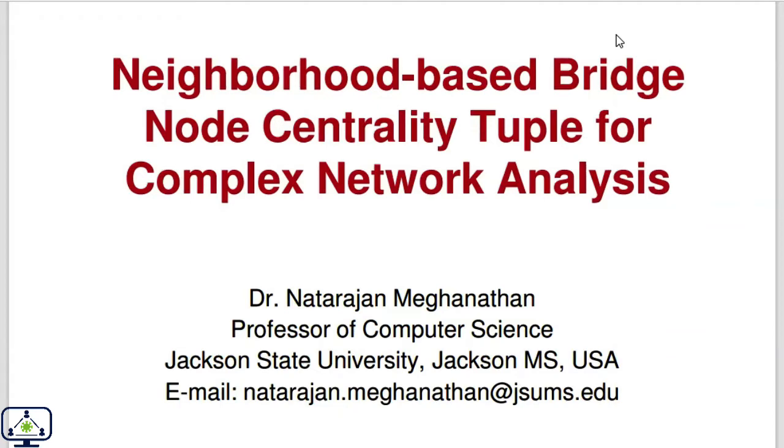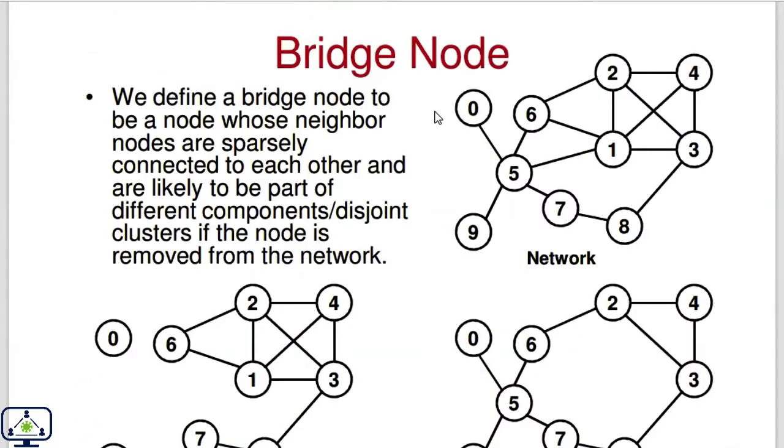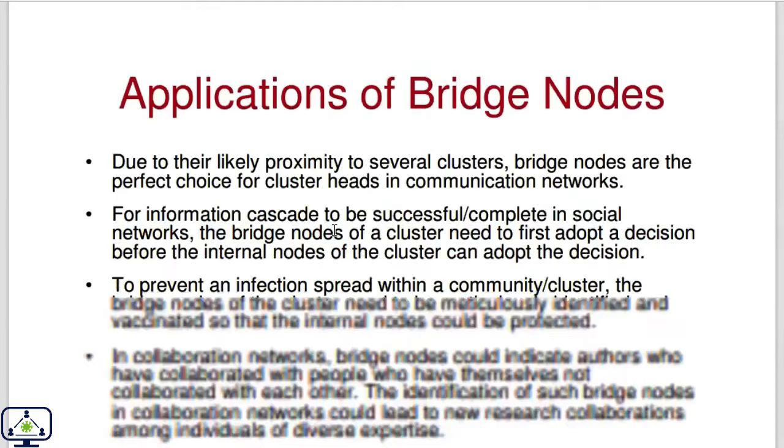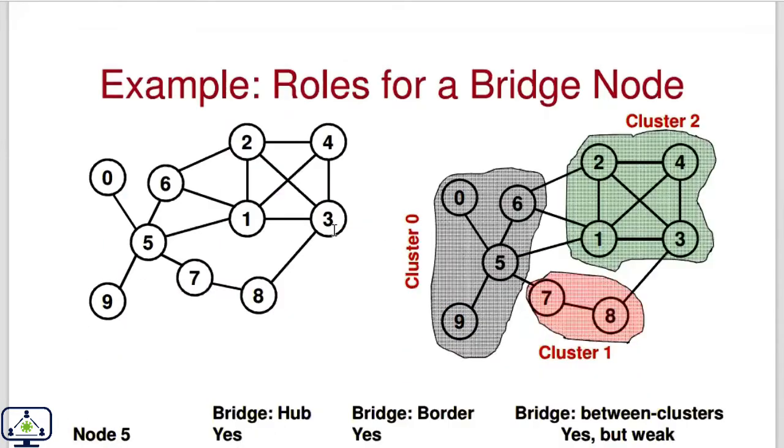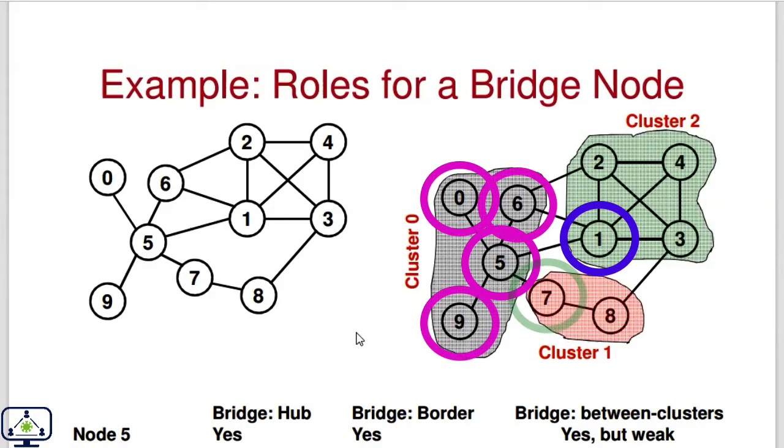And specifically, we're targeting bridge nodes. That's what we're looking at now. So a bridge node is a node whose neighbor nodes are going to be sparsely connected to each other. And if you remove this bridge node, the neighbor nodes are likely to get disconnected into different components. They could be part of different clusters, like for example here in the same graph. So if you look at node 5, its neighbor nodes, like 1, are in one cluster, 0, 6, 9 in another cluster, 7 is in another cluster, and so on.